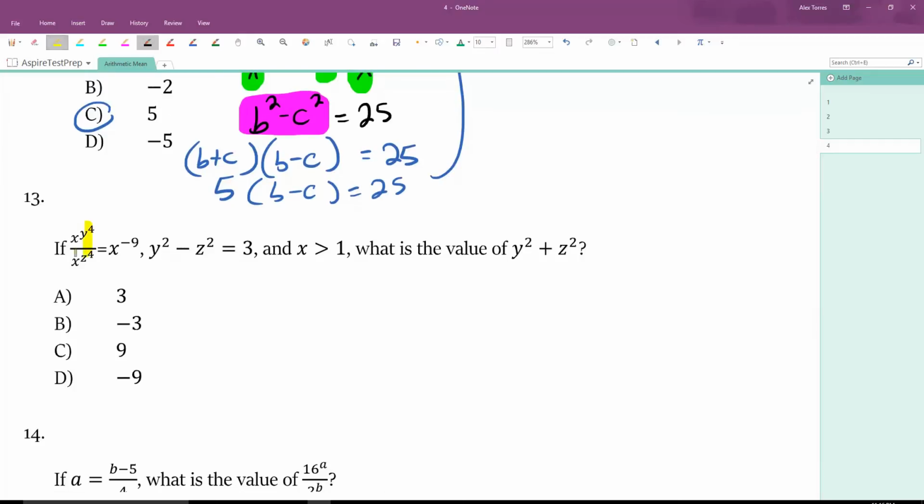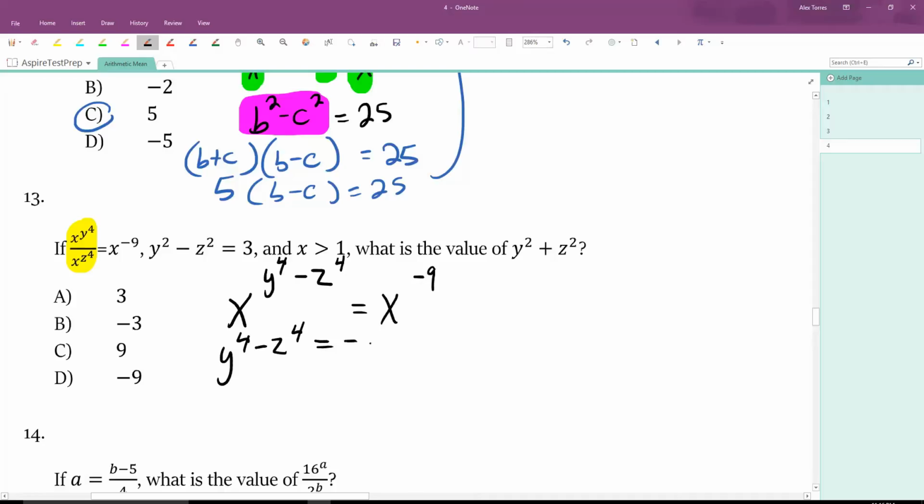This thing can be simplified to x to the y to the fourth minus z to the fourth, and that equals x to the negative 9. So since the bases are equal and the expressions are equal, we can say the exponents are equal. y to the 4th minus z to the 4th equals negative 9.